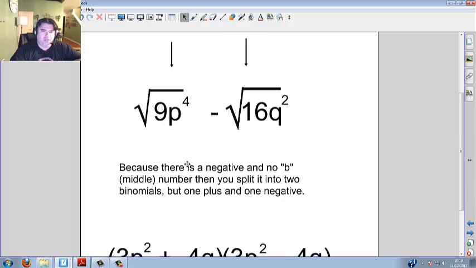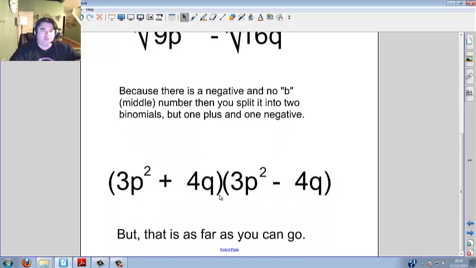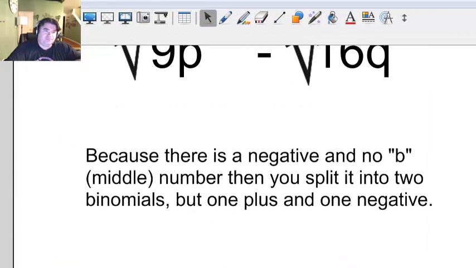Here's what you do. Because there's a negative and no b, or middle number, you split it into two binomials, but one is plus and one is minus. So in other words, I'll split it up into 3p squared and 3p squared, but then I'm going to make a plus 4q and a minus 4q. But that's as far as I can go. Why can't I combine that and make a square on the outside? Because the middles aren't the same. Because one's positive and one's negative, this is the end.